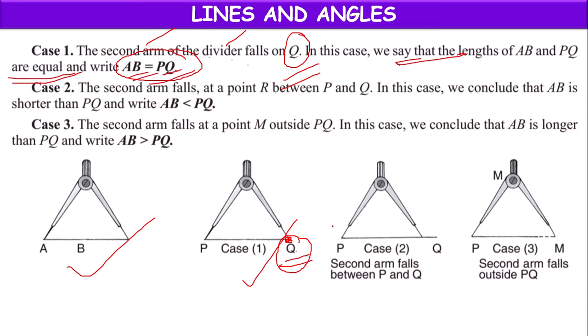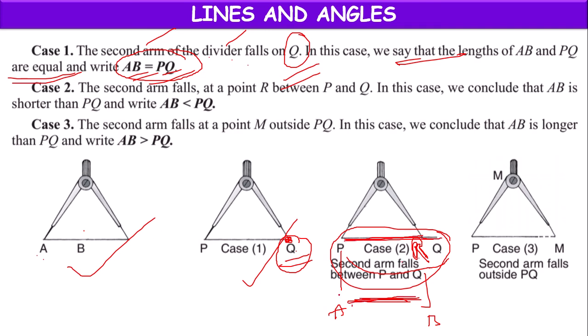Whereas if the second end point falls at a point R, which is between P and Q, we can conclude that PQ has more length, because in the place of P on this line we have A, and in the place of R on this line we have B. So this AB length is shorter than PQ, because PR is equal to AB, but PQ is greater than PR. So AB is less than PQ according to the second case.